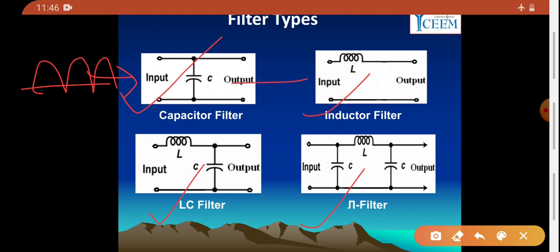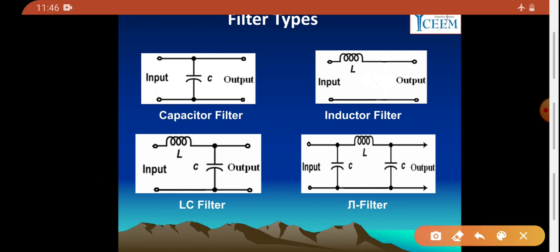And output will be pure DC. Note that it is not constant DC, it is a pure DC. Pure is like this. Okay, it is not a straight line. Okay, so capacitor filter, then inductor filter, only one inductor is used.